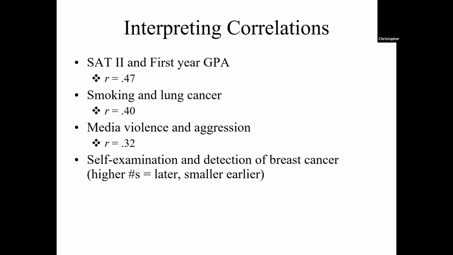Self-examination and detection of breast cancer. Higher numbers here mean later detection. Smaller numbers mean earlier. The relationship here is negative 0.07, which might again seem small, but again, we have to ask, okay, what is the cost of self-examination? All it costs is a little bit of education to know what to look for. So very low cost intervention.